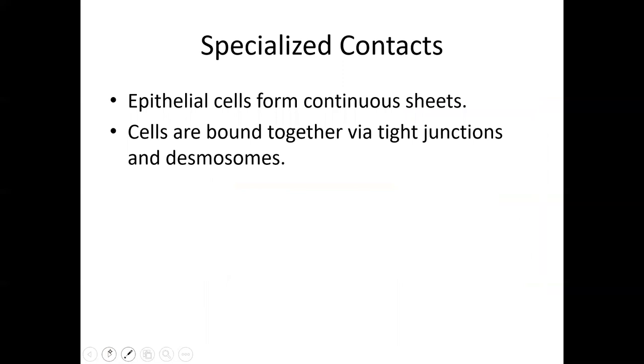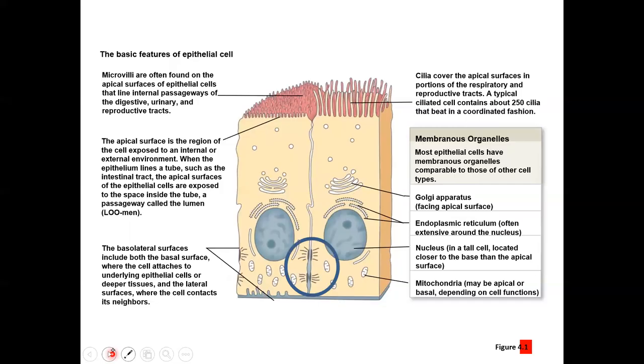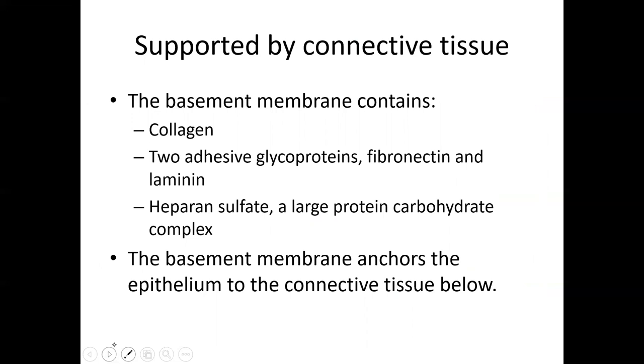Epithelial cells form sheets. So they are held together by tight junctions and desmosomes that connect them together to form these sheets. Epithelial tissue is always supported by connective tissue. There's always connective tissue under it. And in that basement membrane, we've got collagen and adhesive proteins. The job is to anchor this to the connective tissue that's under it.